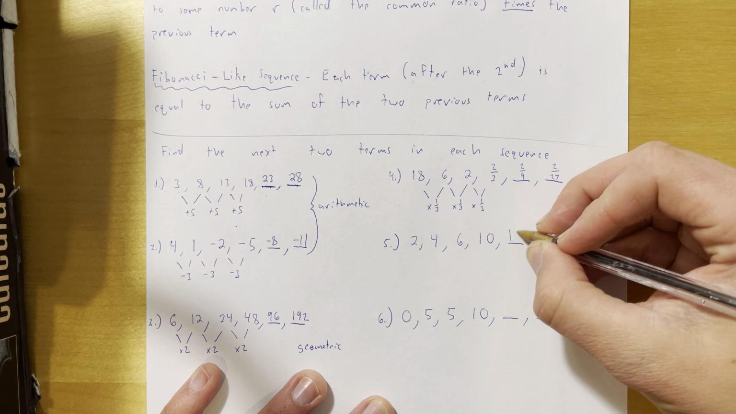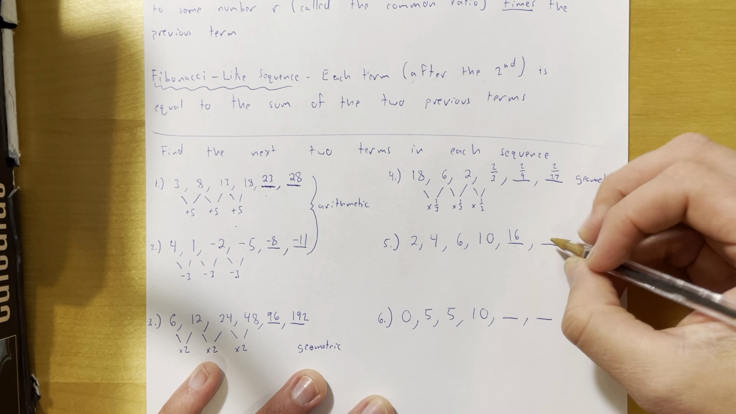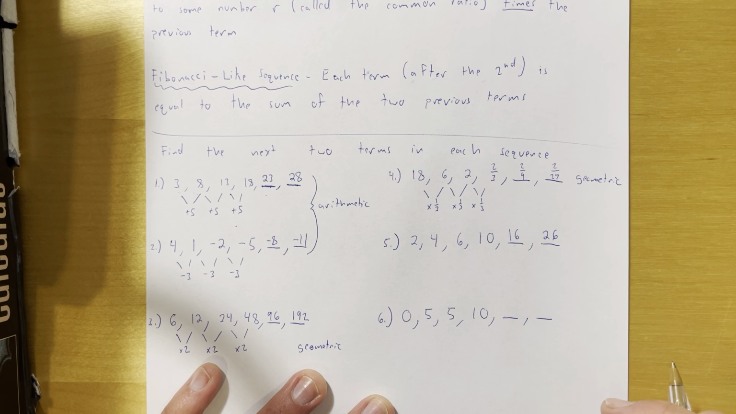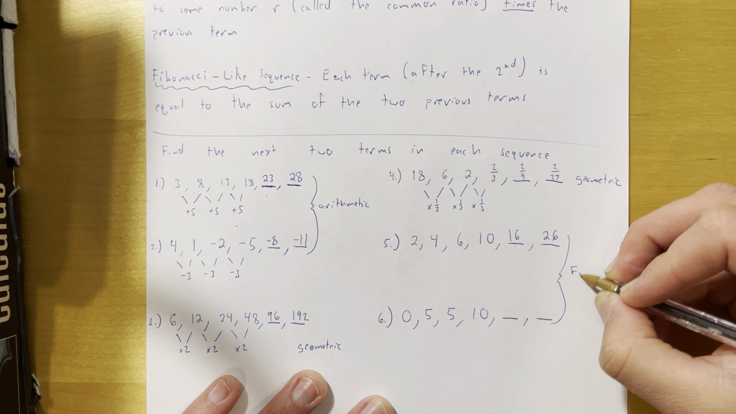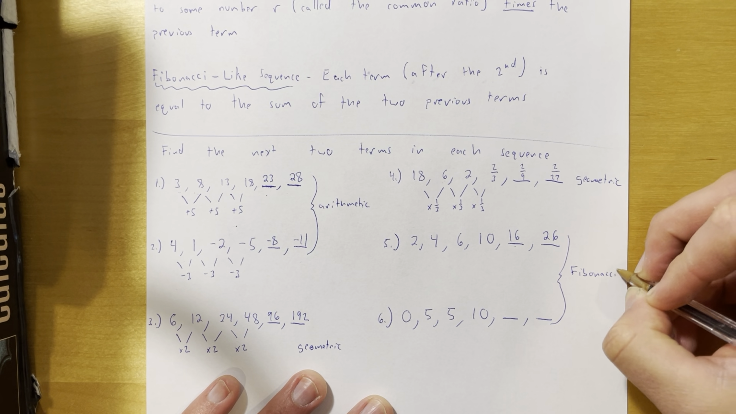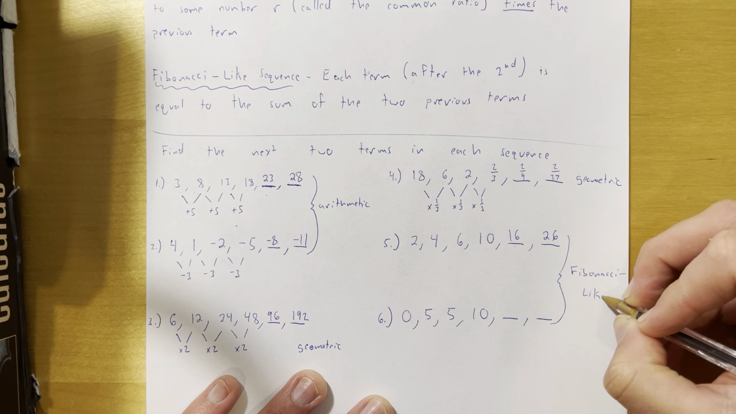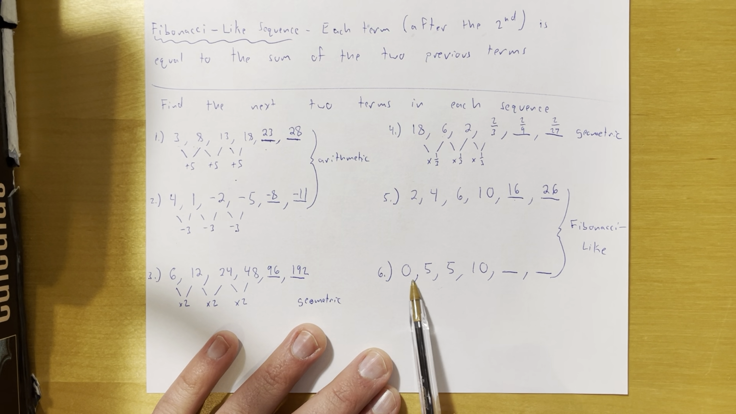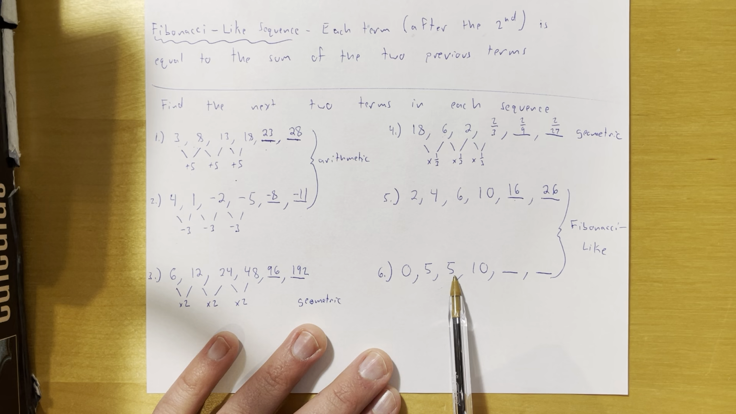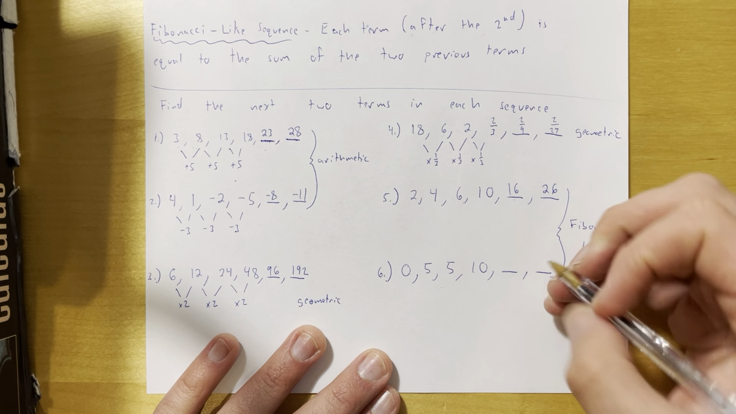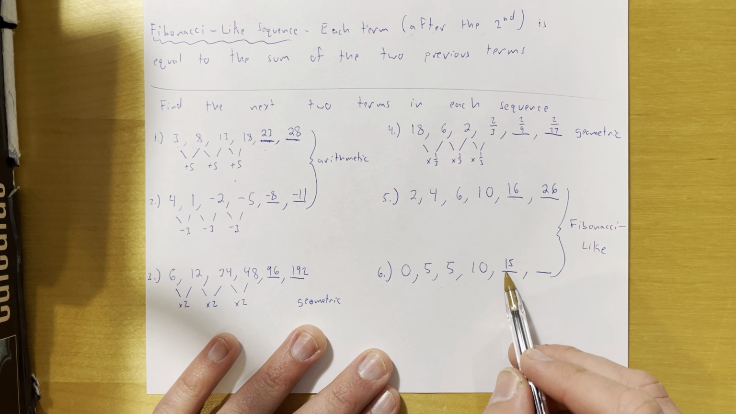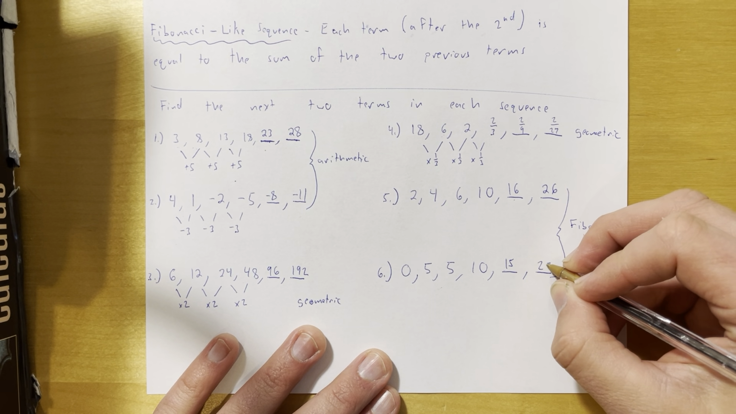10 plus 6, that's 16. And then 16 plus 10 would be 26. That would be the next two terms in that sequence. Okay, this one is also Fibonacci-like, so I'm going to write that. Okay, so following that pattern, notice 0 plus 5 gives me this 5. And then 10 is equal to the sum of its previous two terms as well. 5 plus 5 is 10. So I can use that to finish out this sequence. 10 plus 5 is 15. 10 plus 15 would give me the next, which is 25.